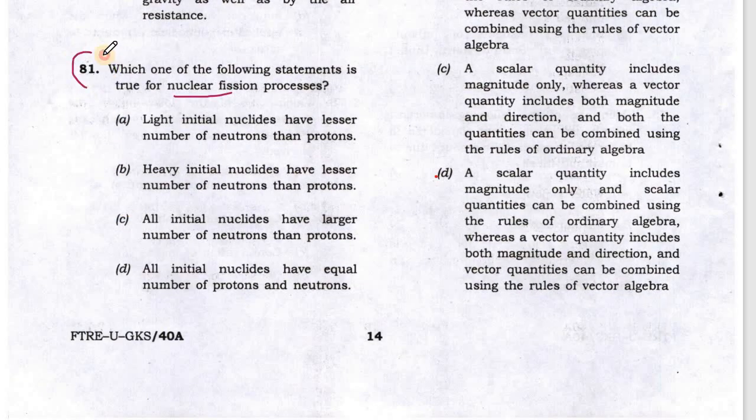Now 81. Which of the following statements is true about the nuclear fission process? They are asking about nuclear fission. If you take an example of uranium, uranium is 238 and 92. So the neutron number is much larger than the proton number. So C will be the correct one.